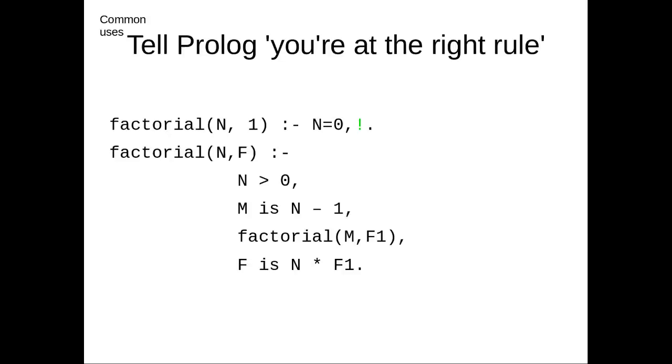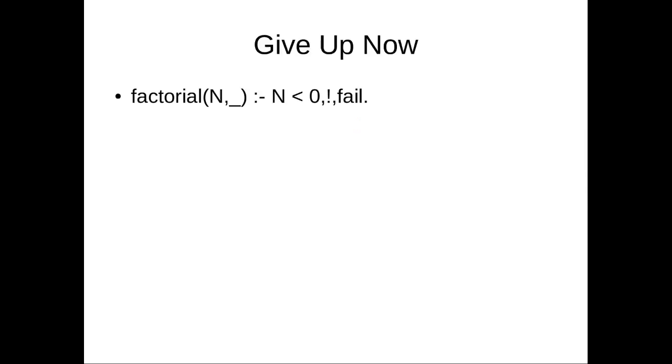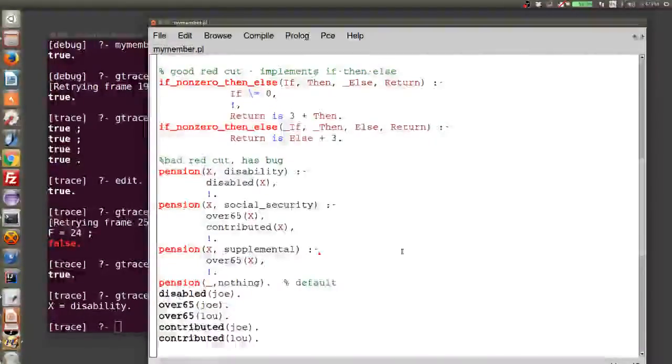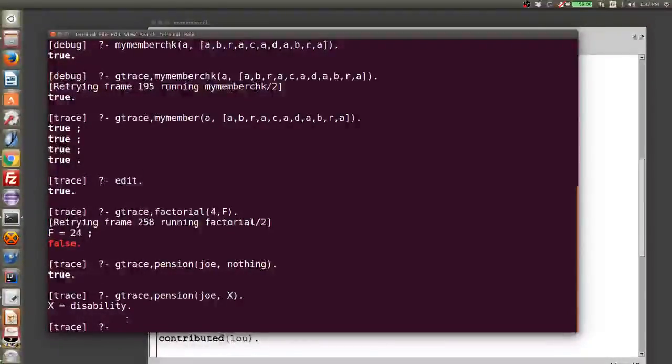Tell Prolog you're at the right rule. If it ends 0, you're at the right rule. Don't use the second one. Give up now. Suppose I try my factorial with n less than 1. Here, let's go back here. And I'm going to try factorial of -1 and f.